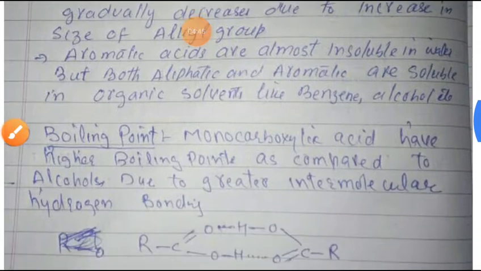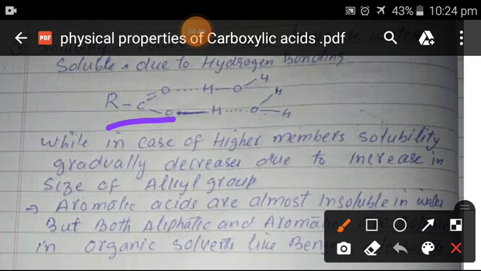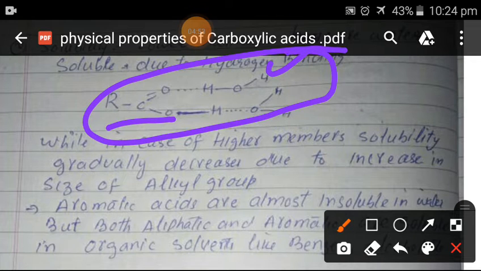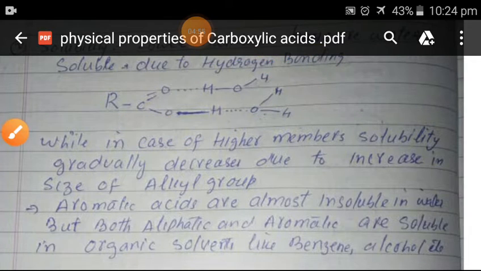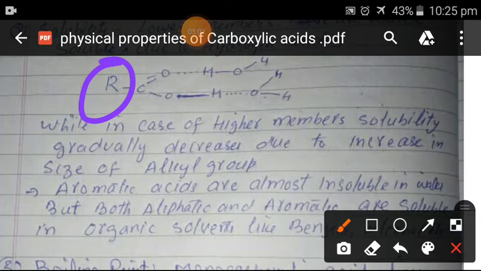Clear? We also know like dissolves like. This carboxylic acid is polar, and the water molecule is also polar, and this is why they are soluble in water. But higher members are less soluble. Solubility decreases because of the increase in the size of the alkyl group. Clear?